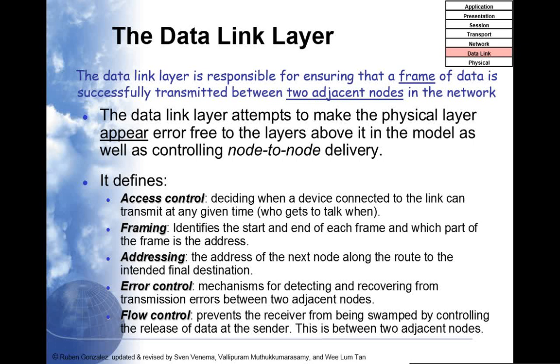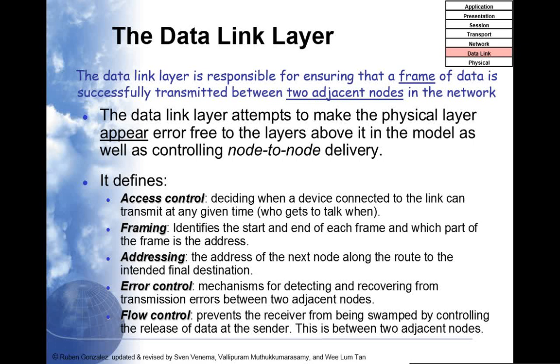So the data link layer attempts to make the physical layer appear error-free to the layers above it. It also looks at controlling the node-to-node, or me and my neighbor delivery. It looks at access control, deciding when a device connected to the link can transmit, basically who gets to talk and when. Framing works out what the start of the frame and the end of the frame are, how big it is, and what's inside it. Where is the address? If I'm going to talk to someone, I need to know who I'm talking to, right? So it has a particular place.